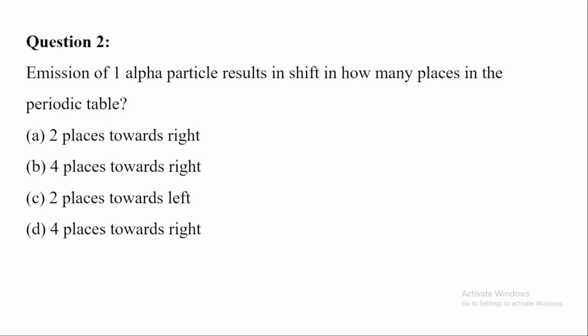So moving to the second question. Emission of one alpha particle results in a shift in how many places in the periodic table? So the options are 2 places towards the right, 4 places towards the right, 2 places towards the left, or 4 places towards the left. First we have to see, if an alpha particle is emitted out of an element, how many places the product will shift in the periodic table.